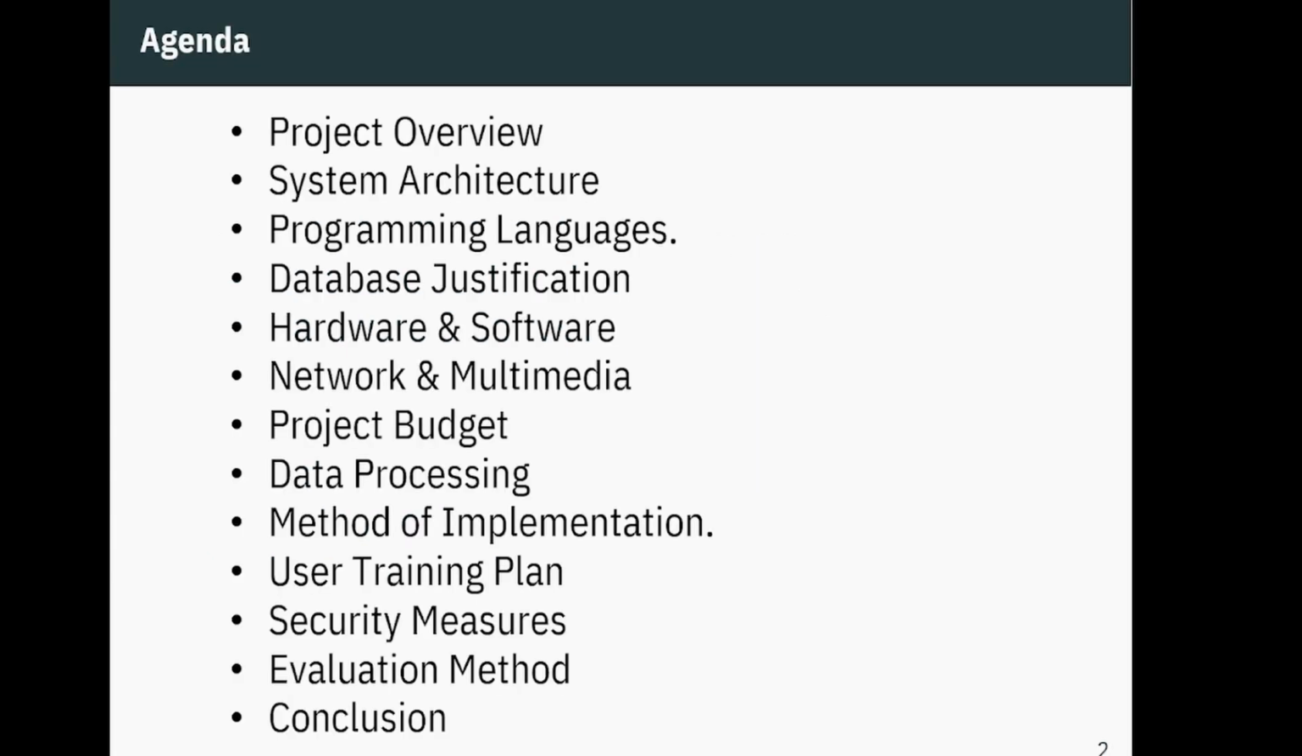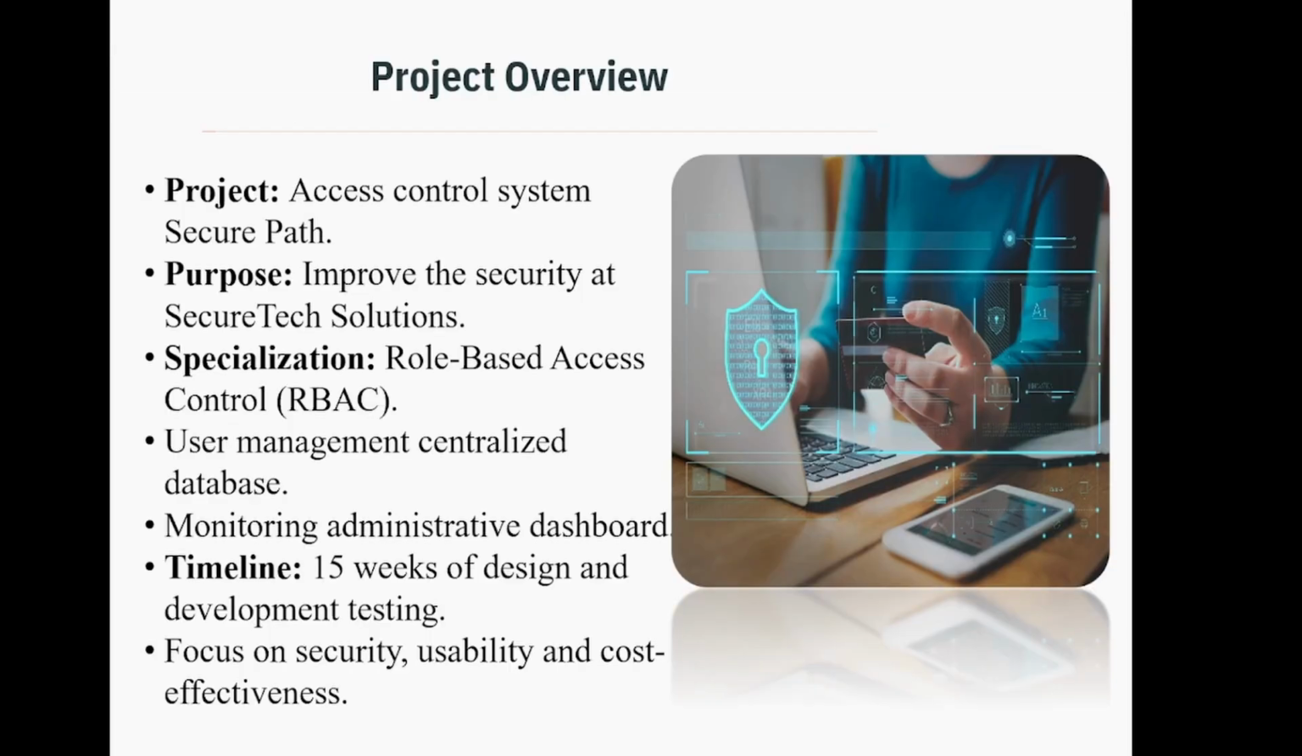Slide 2. We will briefly cover the system overview, programming and database choices, tools used, security features, testing, and the final conclusion. Slide 3. The project was developed over a 15-week period with 3 priorities: security, usability, and affordability. SecurePath gives administrators full control over users and roles, while keeping the interface simple for everyday users. The layout includes clear messages, straightforward navigation, and visual indicators that guide users through the system.